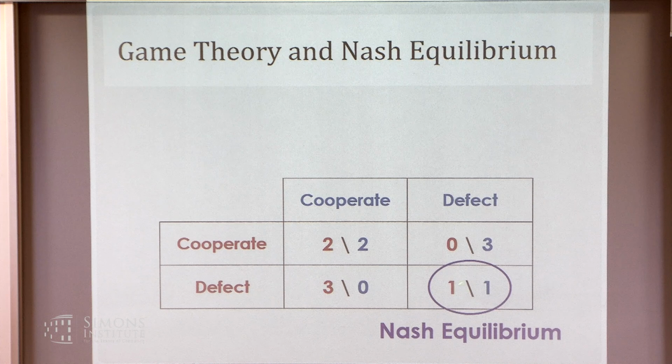Here, this is a Nash equilibrium. If the red player decides to cooperate, his payoff will decrease. If the blue player decides to cooperate, her payoff will decrease. The situation where both of them are defecting is an equilibrium. And notice that it's an equilibrium even though they can both do better. That's not the subject of the talk today.